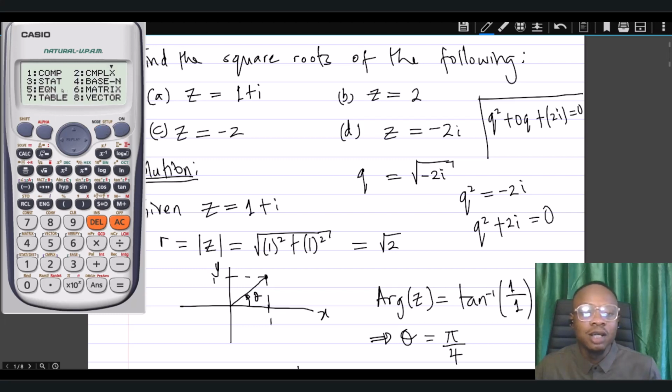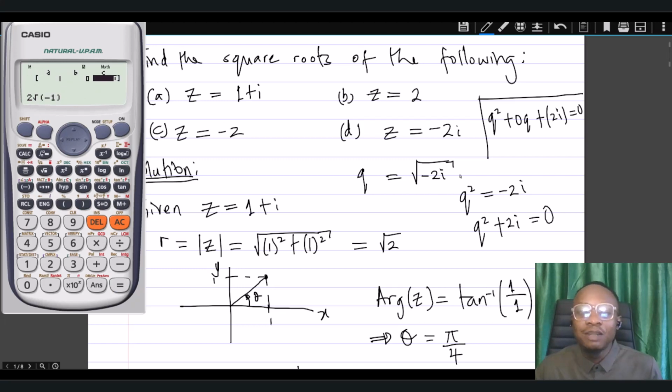Let's put this in equation mode, then ax squared plus bx plus c, that's the quadratic equation. Then it asks us for a, the coefficient of the square term, that is 1. The coefficient of the linear term is 0, and then the constant is 2i. So let's see if it can work for us. We cannot enter 2i, so let's say we have 2 times the root of minus 1. Let's see if it works. It gives us an error.